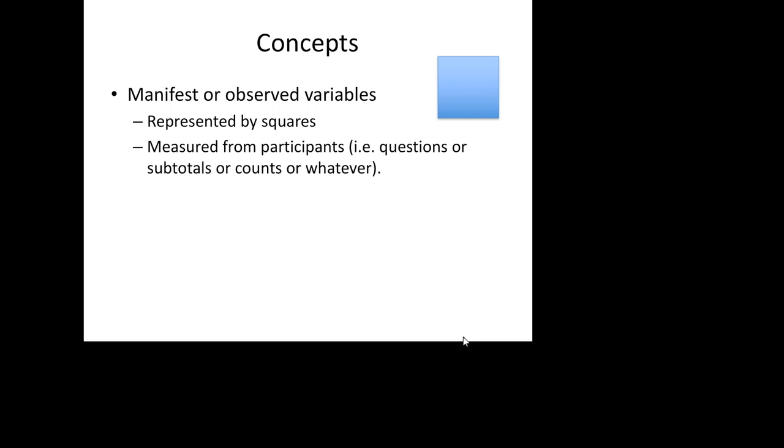So manifest, or observed, or measured variables, they have a couple of names, are going to be squares. And those are things actually measured from your participants. So these can be individual questions or items on a scale. We'll talk a lot about scale development. That could be subtotals of different scores, if you wanted to take the average score for your subtotals.